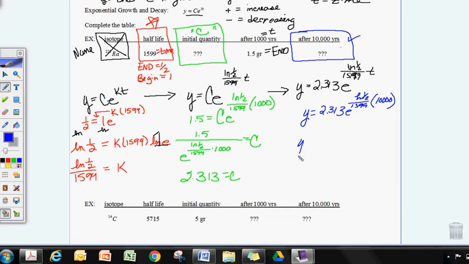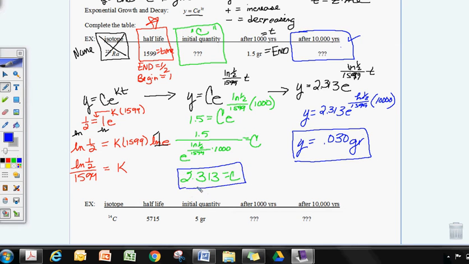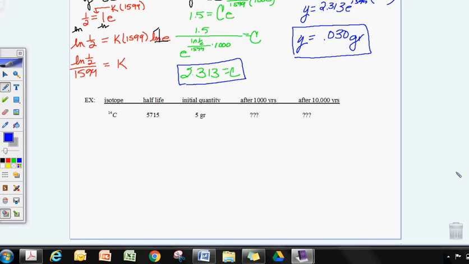Grab my calculator again, plug it in, and I should come up with 0.030, and that would be grams. So I figured out my y value, I figured out my c value, and those were the things that they were after. No calculus involved, just a bunch of algebra. So if you want, try this next one by yourself. You can pause the machine now, or you can keep listening.